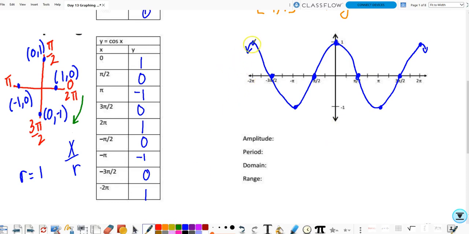So amplitude again is either half the total height of the waves, or from the middle to the top, which is still a length of 1. That's the amplitude. Period is 1 full rotation. So if we go maximum, back to maximum, that starts at 0 and ends at 2 pi. So that's a length of 2 pi. Domain is all real numbers again, because we can have x that goes on forever and ever, any angles around and around and around. And then range, the lowest is -1 up to +1.